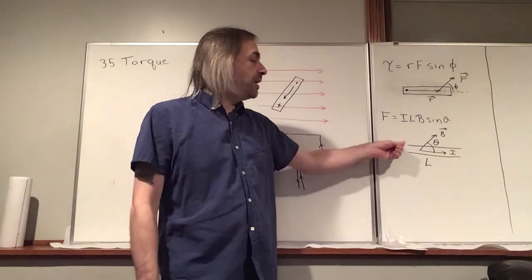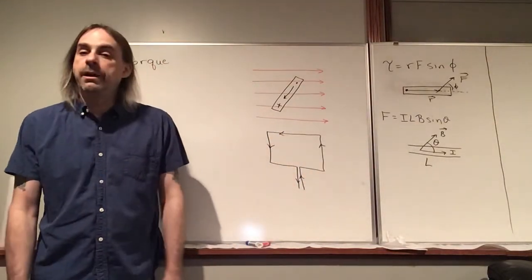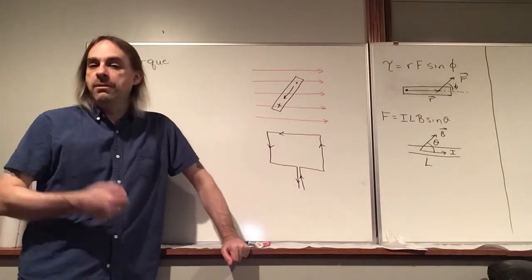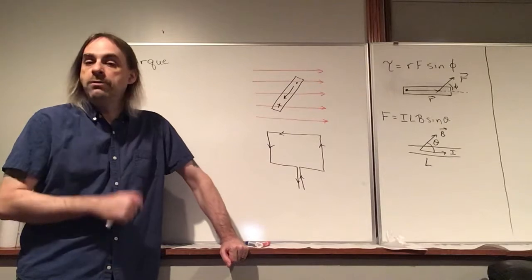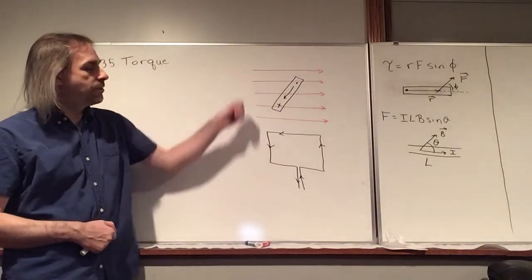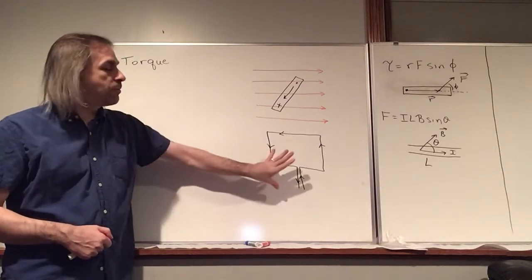So if we have a wire that's in a magnetic field, there's a force on it. If that wire can rotate, there can be a torque on the wire. And that's what we want to talk about. Specifically, what we have is represented by these two pictures here. This is from one perspective.